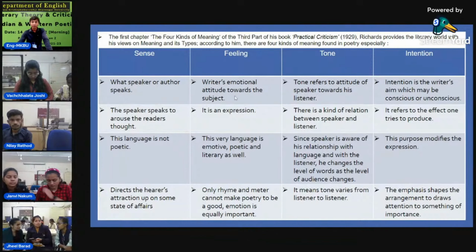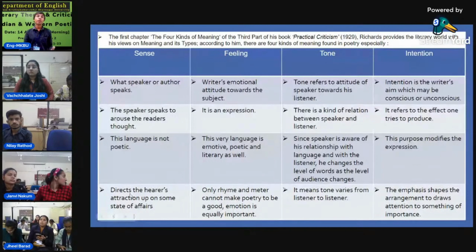So only rhyme and meter cannot make poetry good. Emotion is equally important. Suppose I am speaking like a machine here in front of you, then there will be no effect upon yourself or your psyche. Then I will have to use emotion. Somebody is saying that emotion is energy in motion. So E stands for energy, though it is not so exactly. So energy in motion, in which motion? In the motion of your speaking.